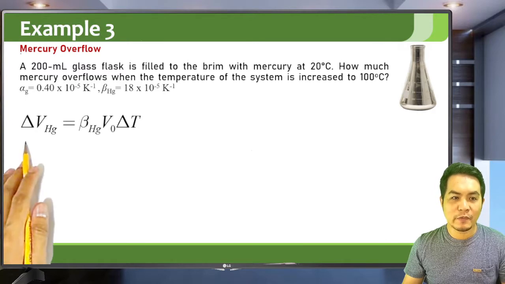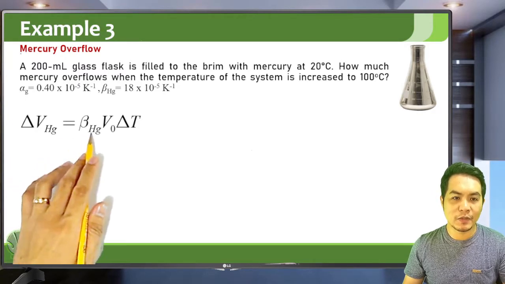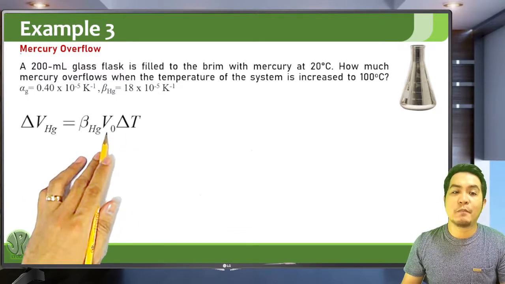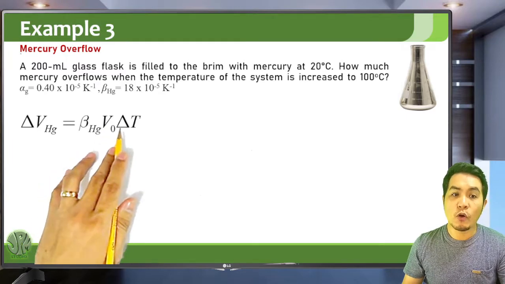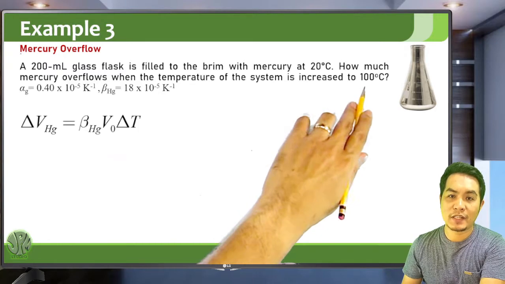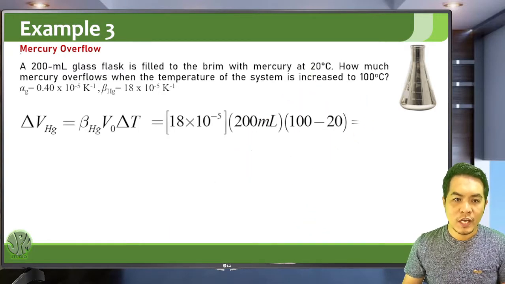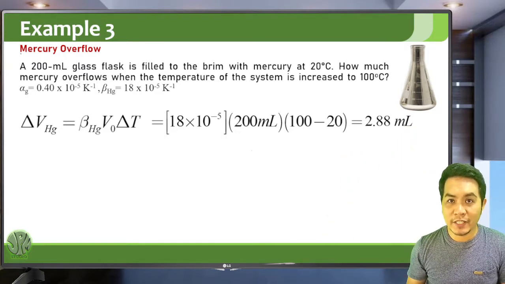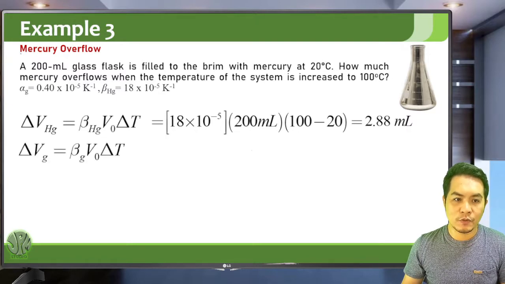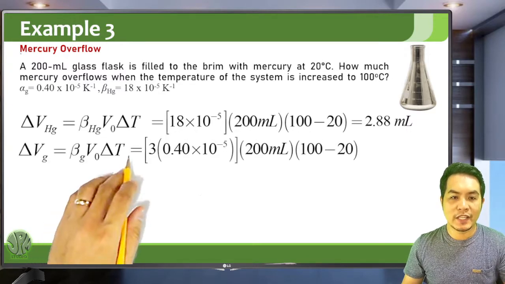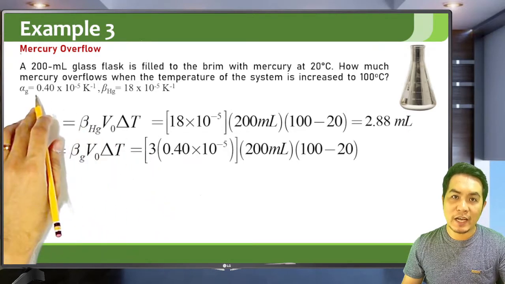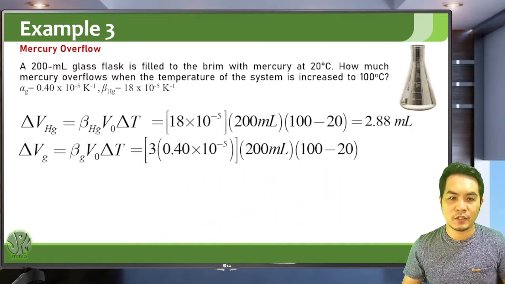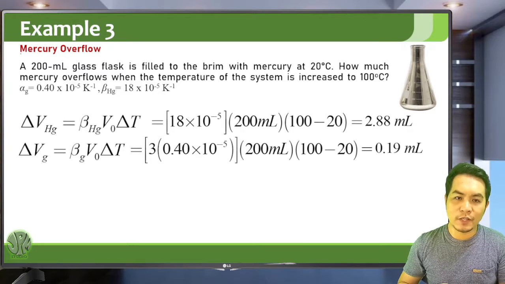So let's calculate the volume expansion for mercury. It's just the beta of mercury times the initial volume of mercury times the change in temperature. In this case, both the glass and mercury have the same initial volume, and they also have the same change in temperature, that's 100 minus 20. And you will get a value of, I already converted this to ml, 2.88 milliliters. You do the same for the glass. Again, you need the beta of the glass, but you're only given the alpha, so you need to multiply the alpha by 3. They have the same initial volume and change in temperature. And the final unit, sorry, I forgot to place the final unit here.